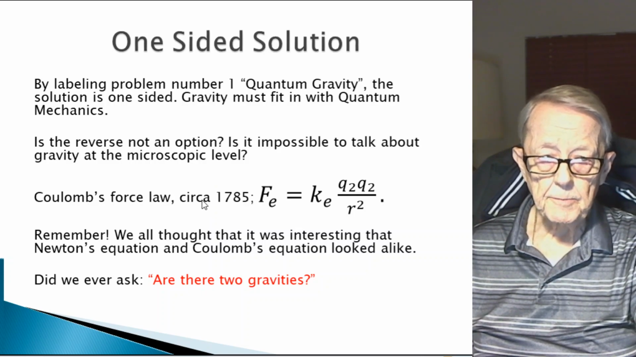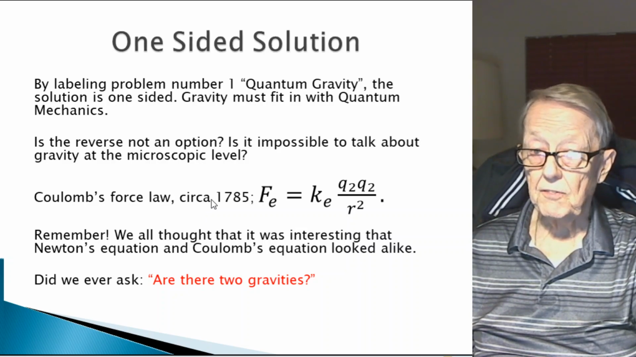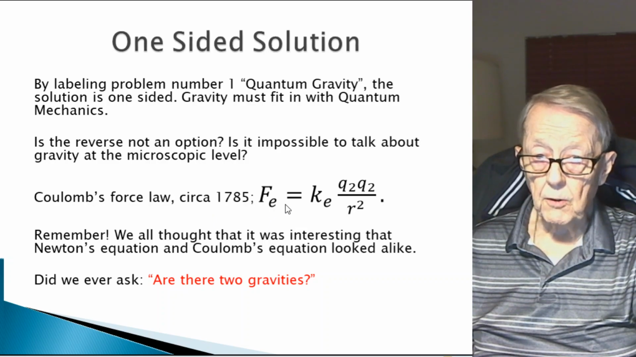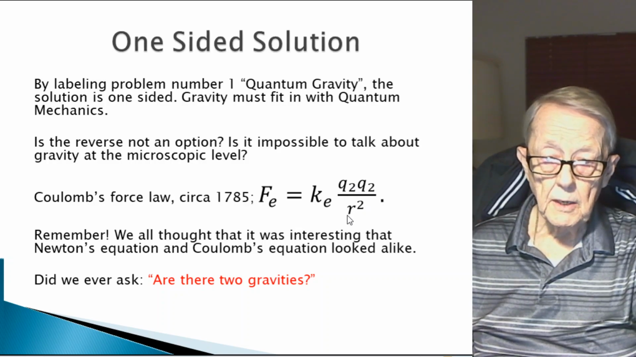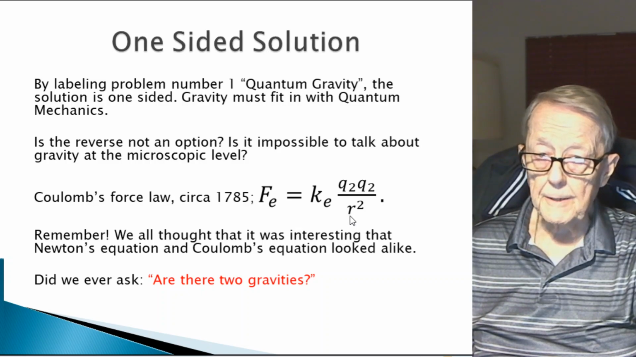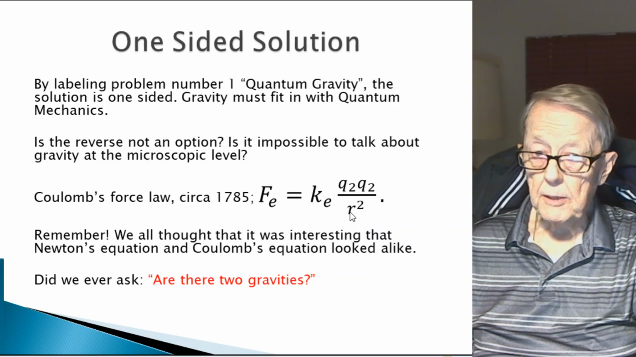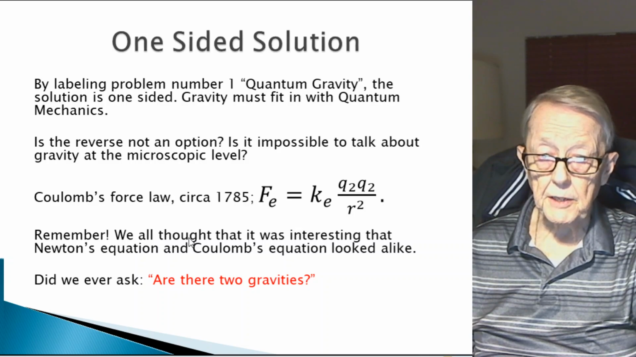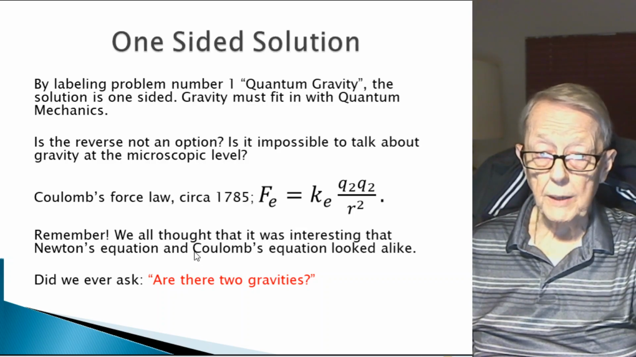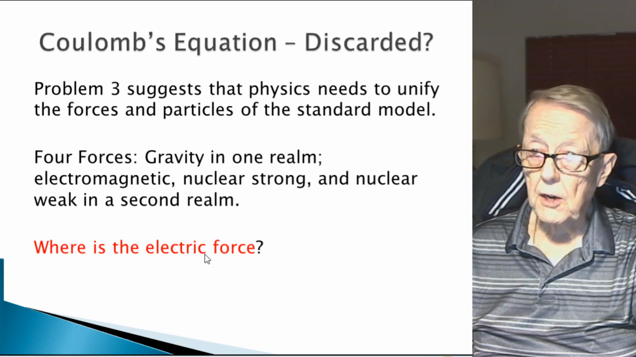One of the things I recently remembered is Coulomb's force law, which was developed in 1785, in which the electric force is equal to Coulomb's constant times the charges Q1 and Q2, divided by the distance squared, an inverse square law. It was quite remarkable at the time because it looks like Newton's law of gravity. I remember this in college. We thought it was interesting that Newton's equation and Coulomb's equation looked alike. Did we ever ask the question, are there two gravities? Well, in a sense, they discarded Coulomb.